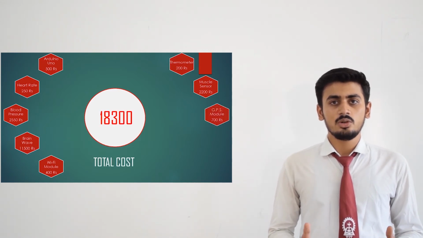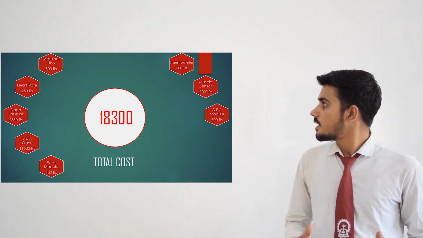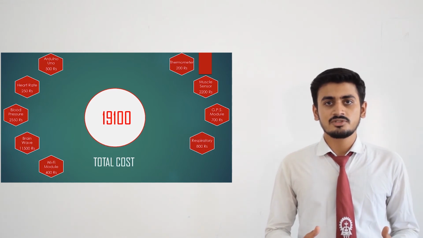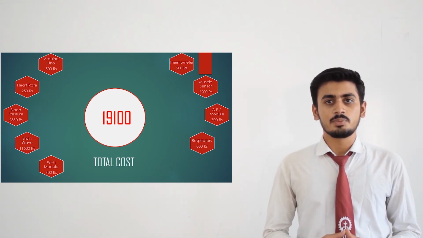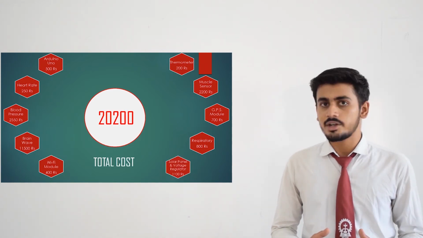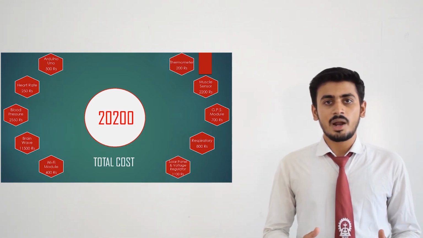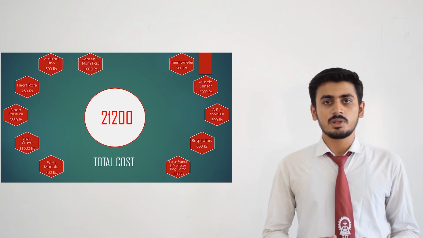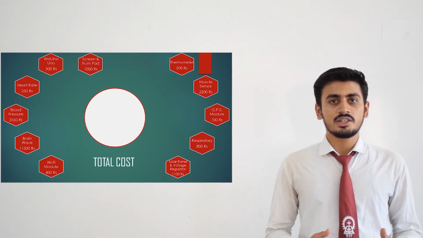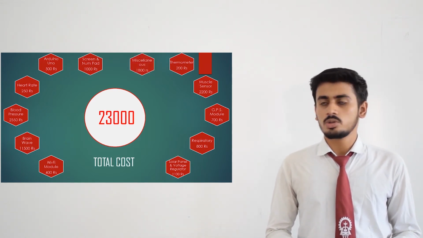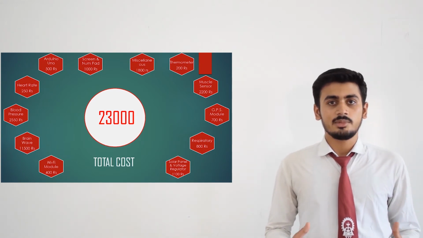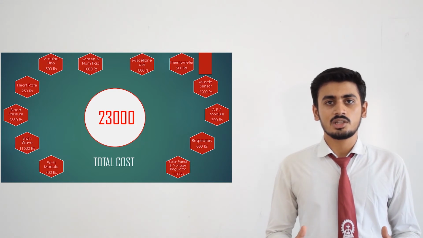GPS module costs 700 rupees, respiratory sensor for measuring lungs strength costs 800 rupees, solar panel along with voltage regulator costs 1100 rupees, the number pad and screen cost 1000 rupees, the enclosure costs 1800 rupees, the miscellaneous amount includes the cost of cloud and database. So the total cost of the device is approx 23,000.